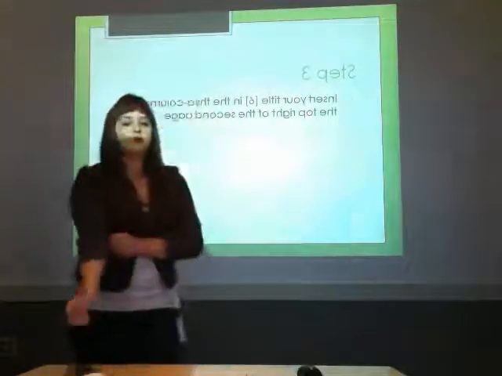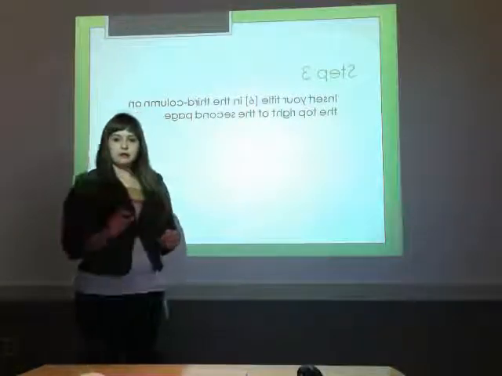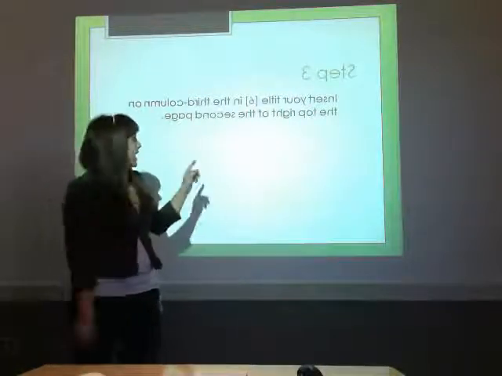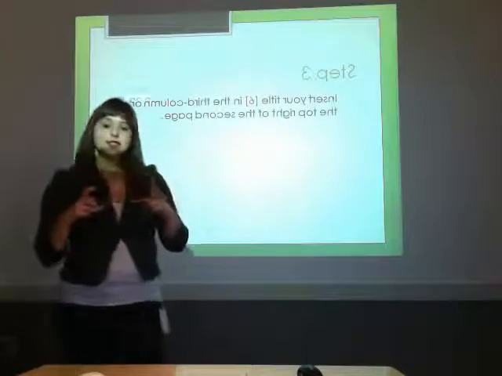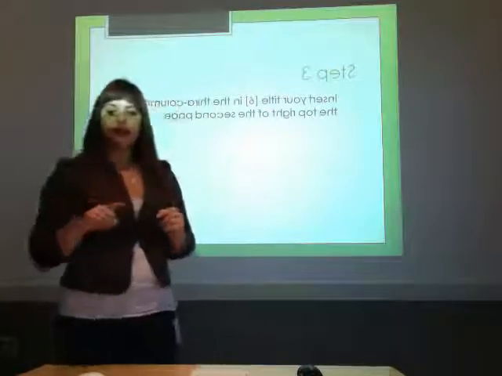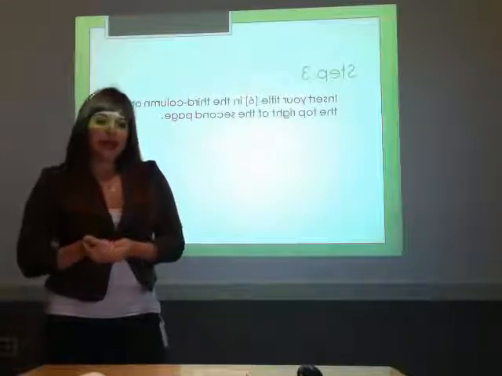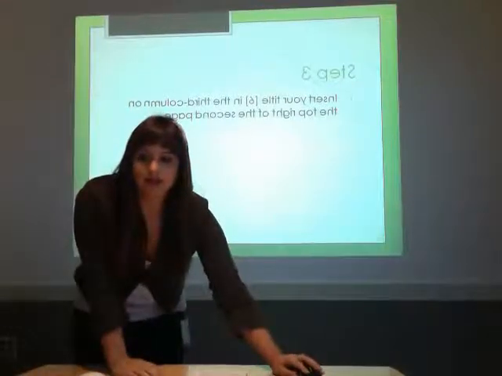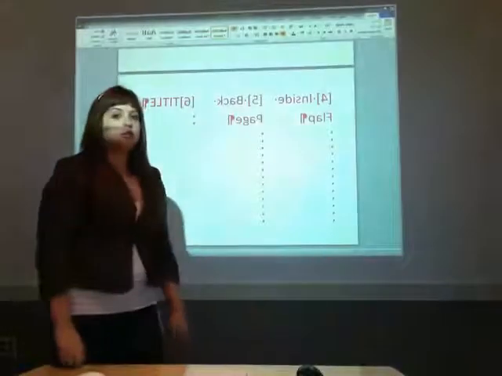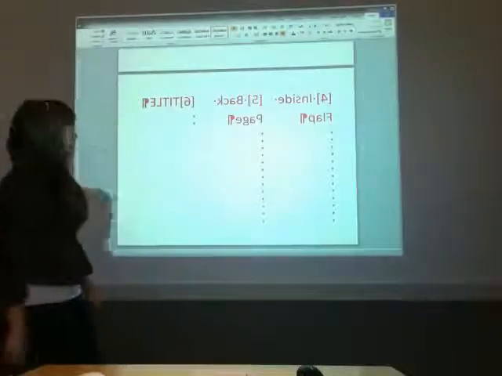So once you picked your document, you're going to insert your title into the number 6. I'll show you what that means on the next page. It's the 3rd column on the top right of the 2nd page. Okay, so let me show you. Here's what your document should look like right now.